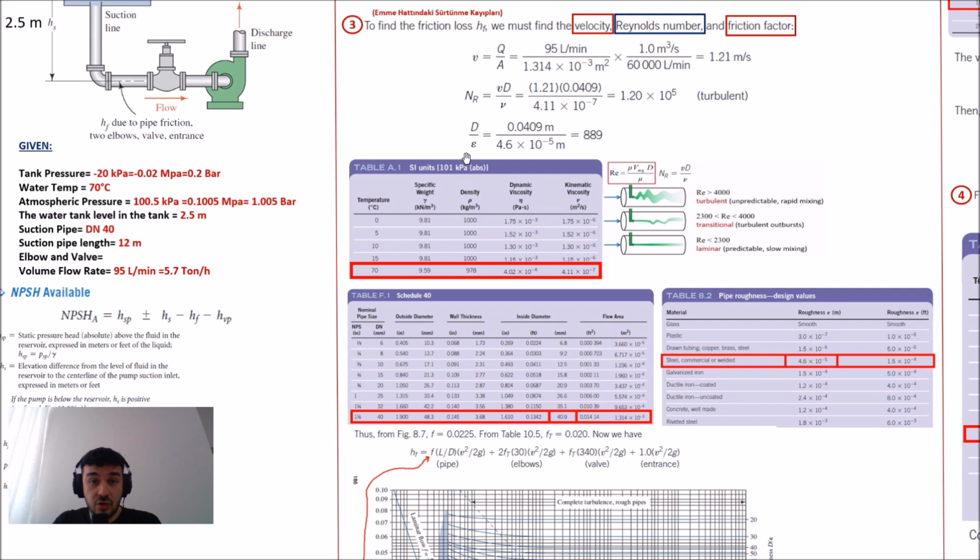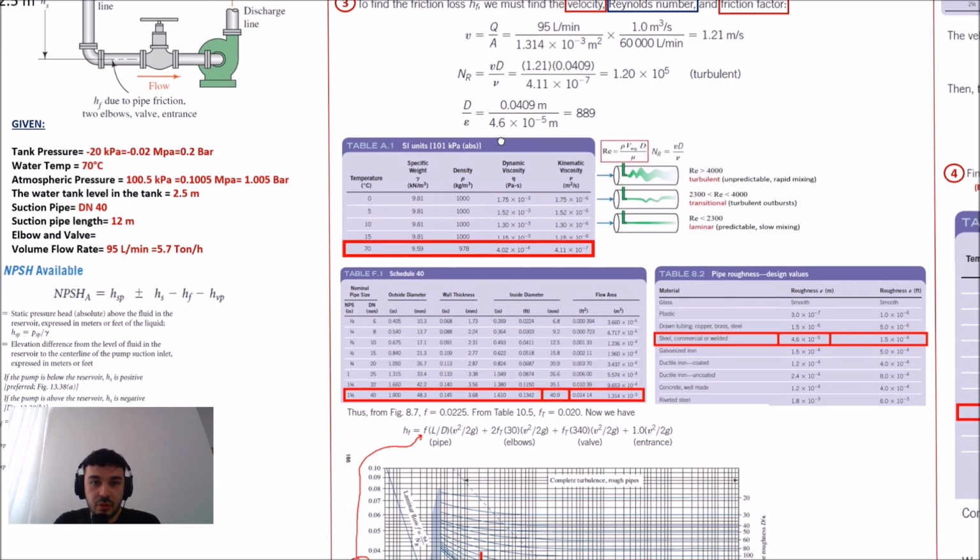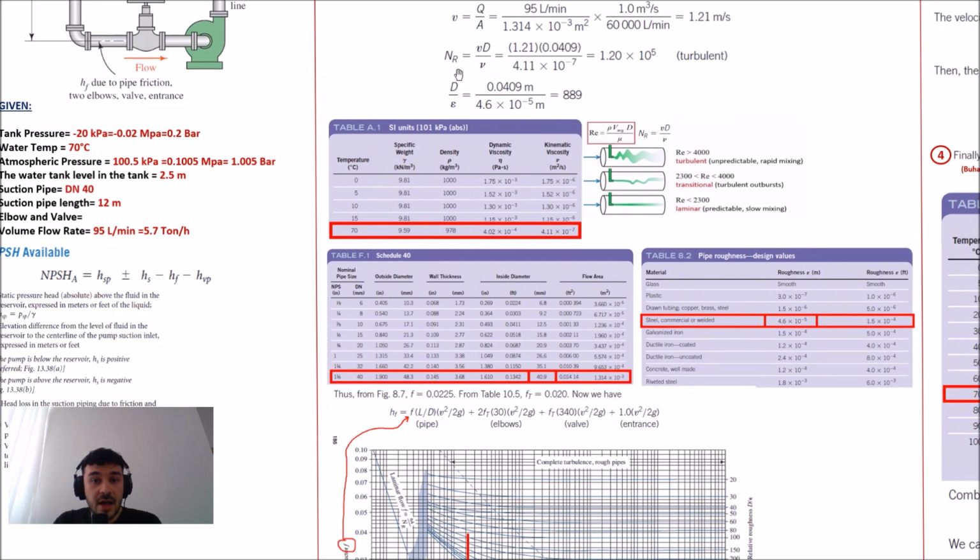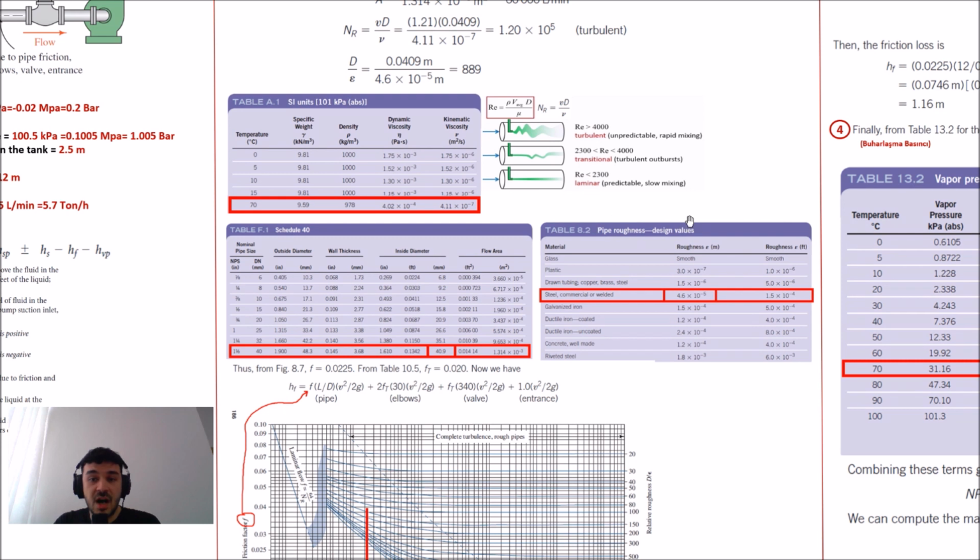What is this ratio? Diameter and roughness value. You have to know this. Why do we have to know this? I will show you the reason. So what is the diameter? We know this. What is the roughness value? Here, a pipe roughness value. Roughness value directly depends on the material of the pipe. If your pipe is glass, plastic, or steel, it can change.